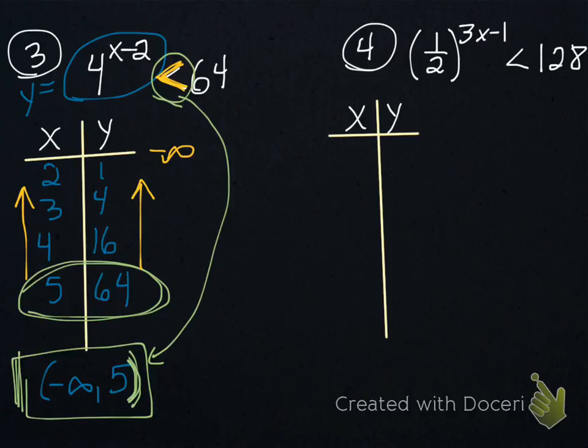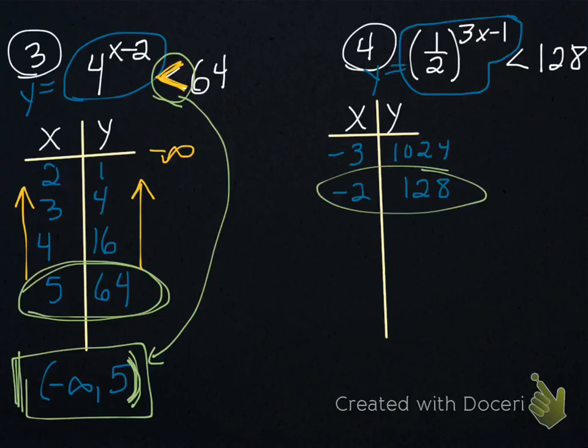Okay. Number 4. 1/2 to the 3x minus 1 power. Take the left side and put it into y equals. Let's look at our table and write down some values. So at negative 3, it's 1024. Negative 2 is 128. Well, that's the value in my equation. But I'm going to keep going just so I make sure. Negative 1 is 16. 0 is 2.